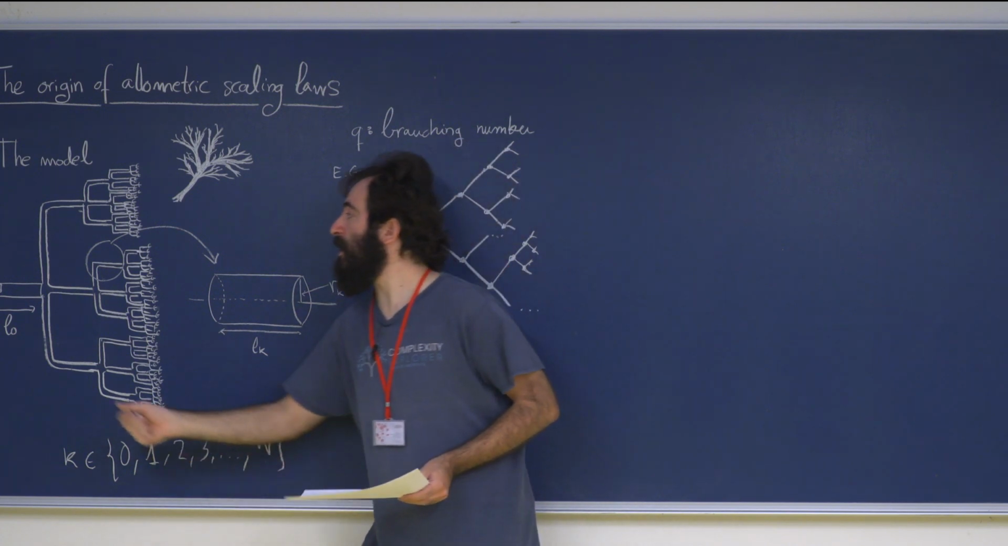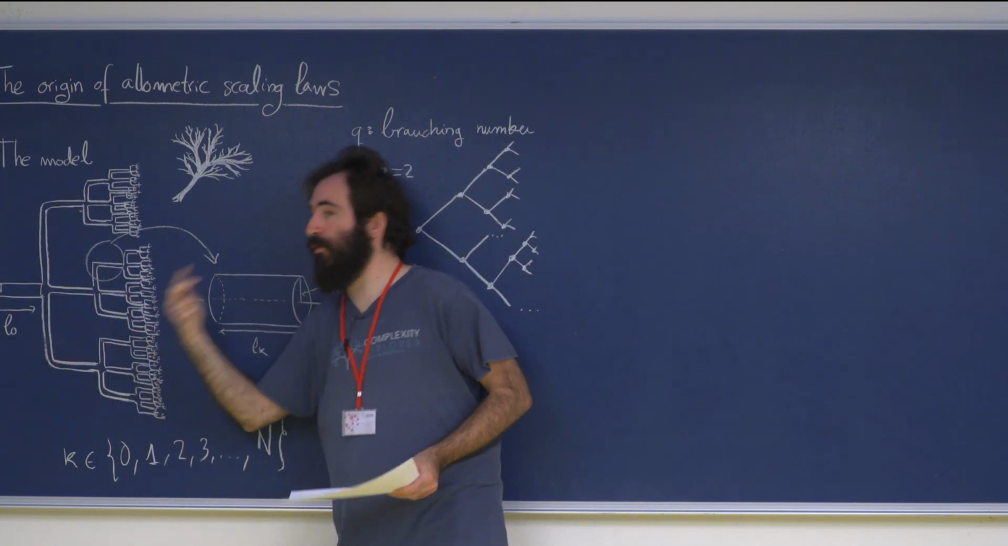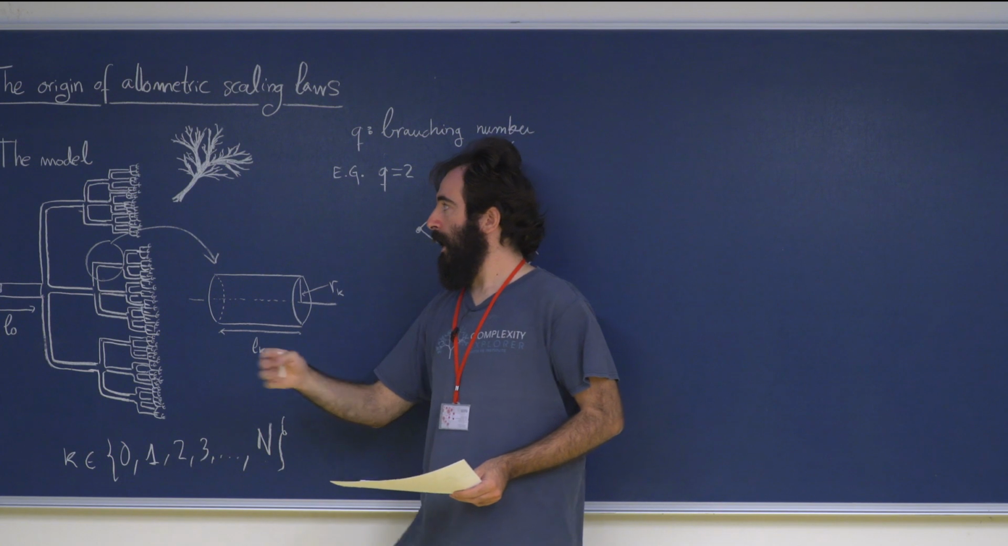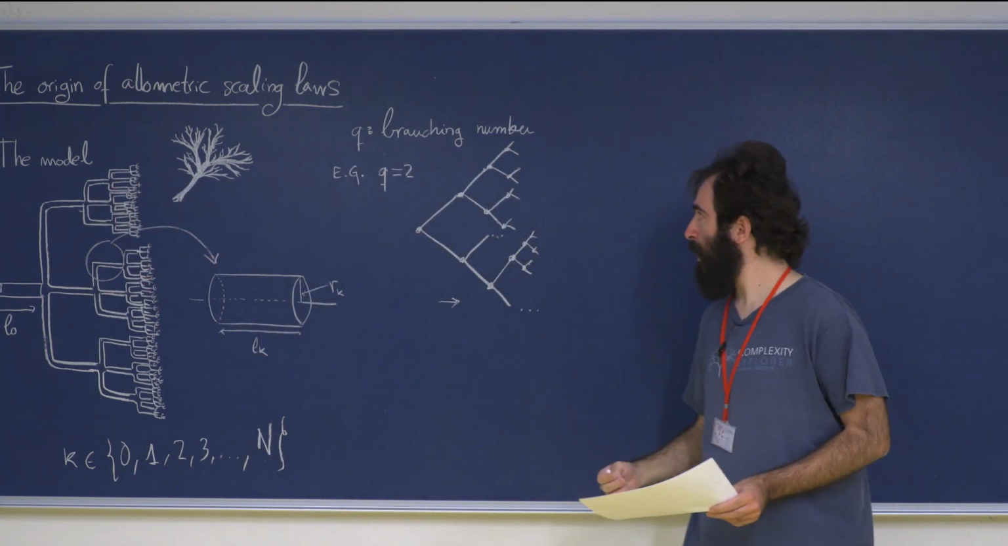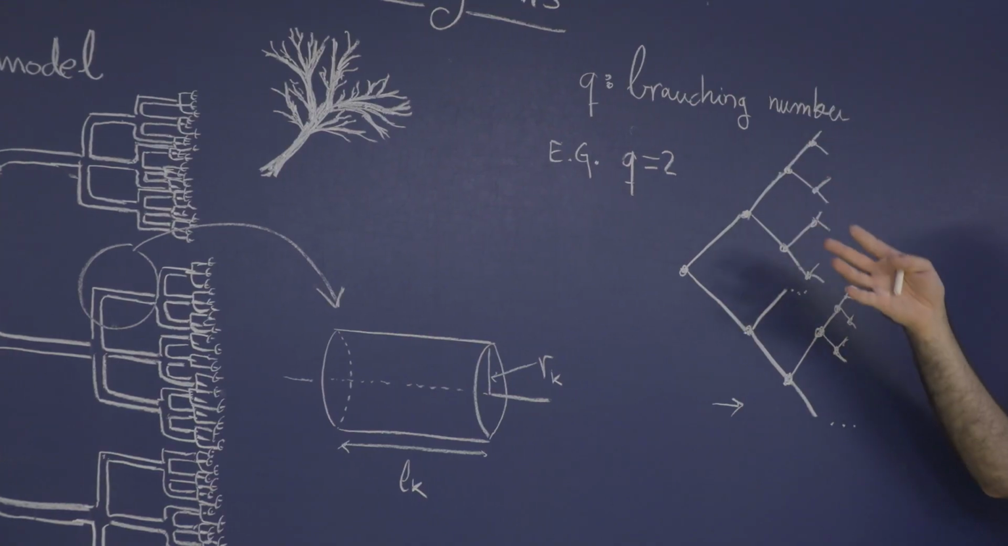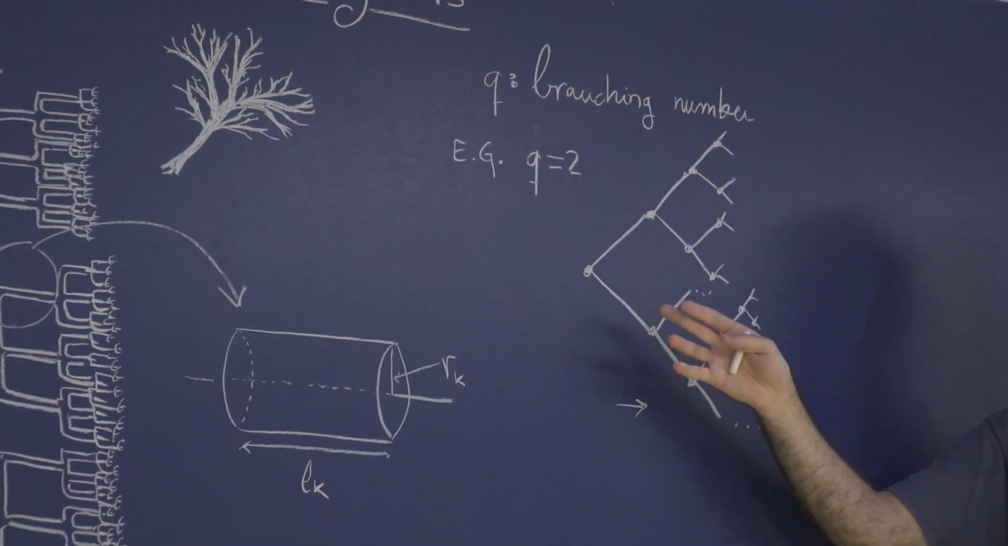This means that each of the pipes here will branch into 3 different pipes, right? And then again and again and again until the very end, until the capillary level. But I could have any branching number that I wish. For example, I could have Q equals 2, right?